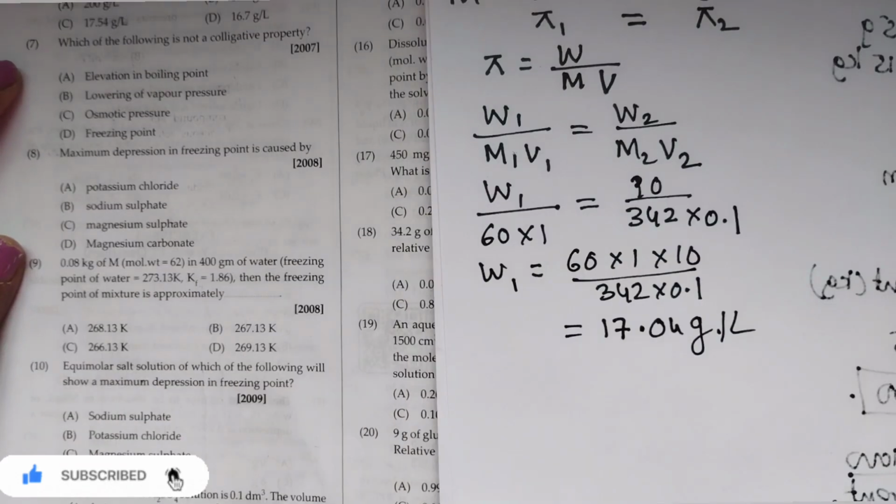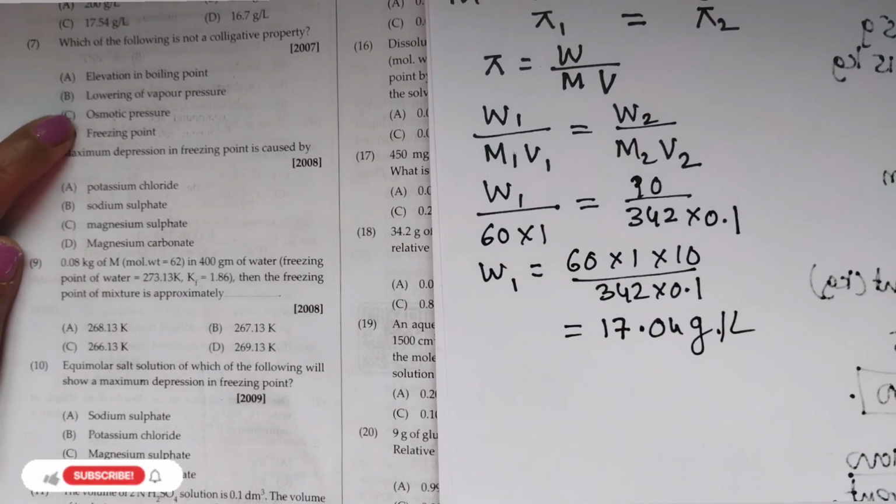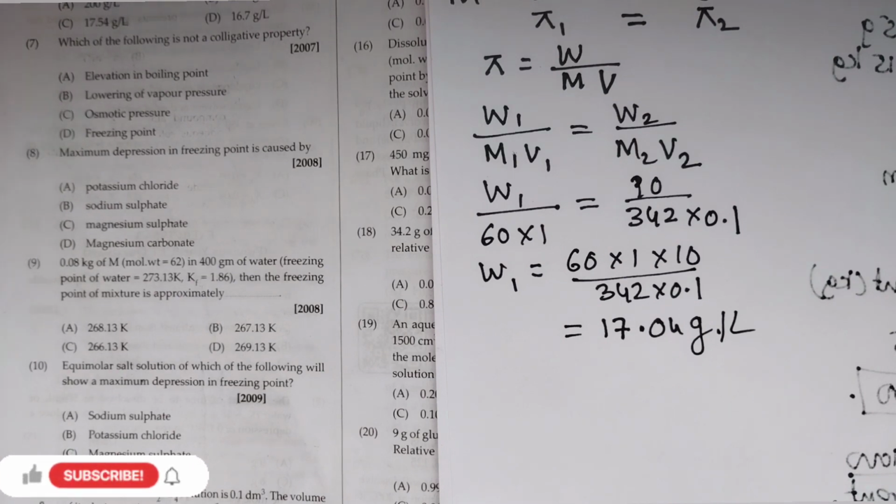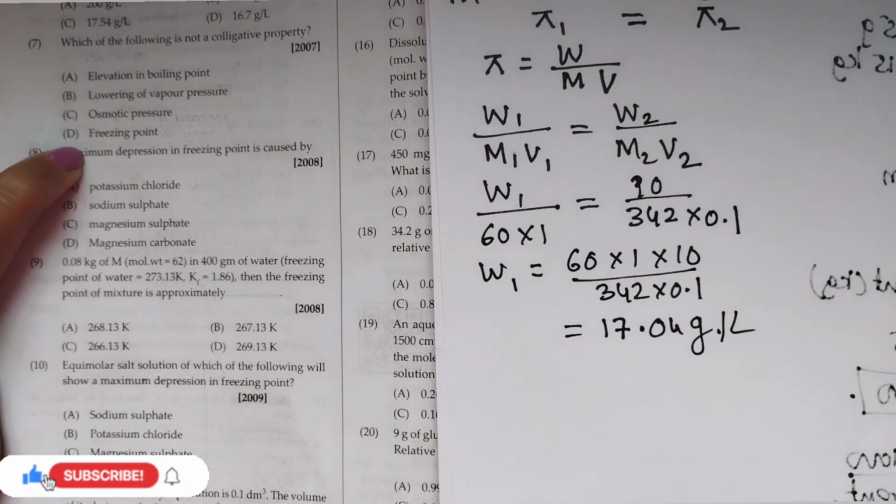Which of the following is not a colligative property? Elevation in boiling point, lowering of vapor pressure, osmotic pressure, they all are colligative properties. So the answer which is not a colligative property is freezing point. So the answer is the fourth option.